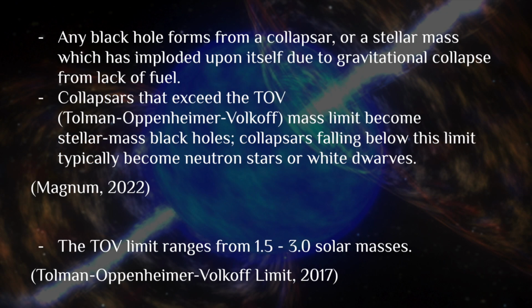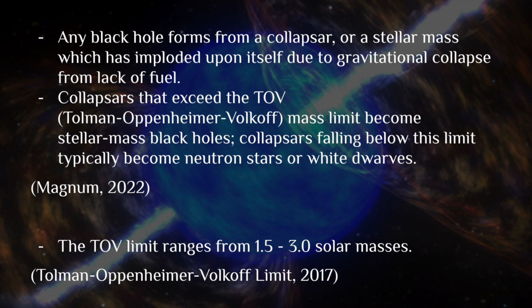Any black hole forms from a collapsar, or a stellar mass which has imploded upon itself due to gravitational collapse from lack of fuel. Collapsars that exceed the TOV, also called the Tolman-Oppenheimer-Volkoff mass limit, become stellar mass black holes. Collapsars falling below this limit typically become neutron stars or white dwarfs, which is set by the Chandrasekhar limit. The TOV limit of neutron stars ranges from 1.5 to 3.0 solar masses. Collapsars greater than or equal to this limit can become black holes.